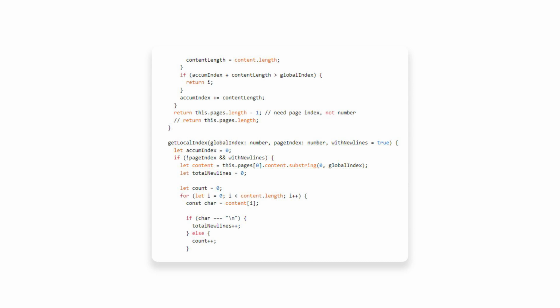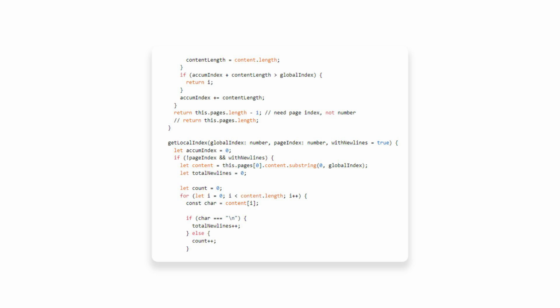Next, we have two functions related to indexing in our multi-page rich text editor. 1. Global to page index mapping. The first part determines the page index for a given global index. It loops through the pages, accumulating the total content length until the accumIndex exceeds globalIndex, at which point it returns the current page index. If no suitable page is found, it defaults to returning the last page index.